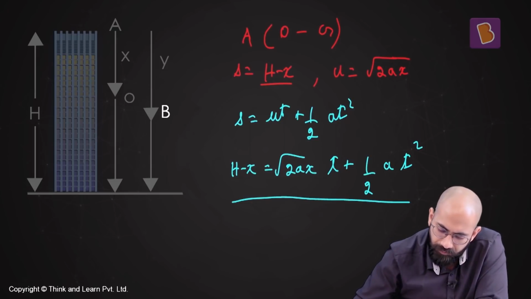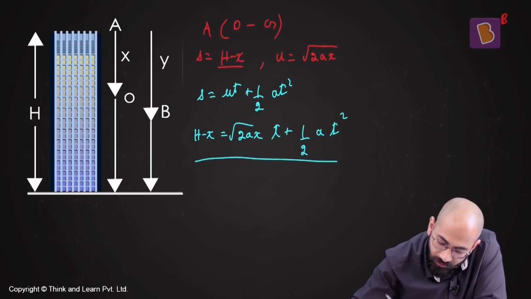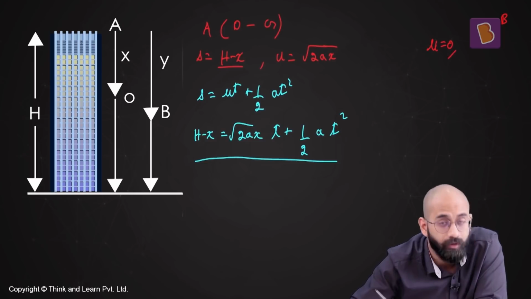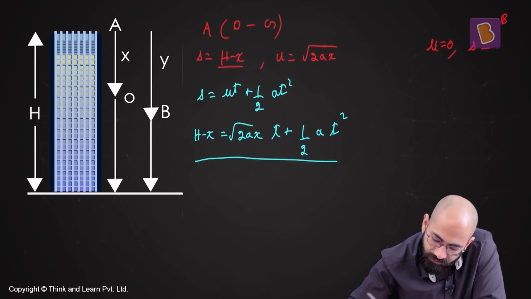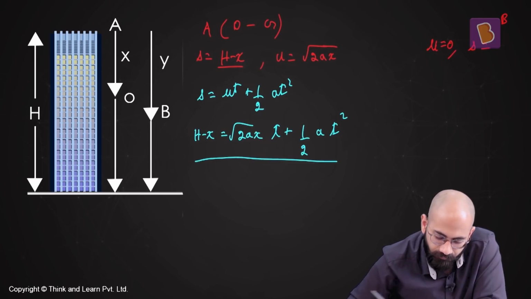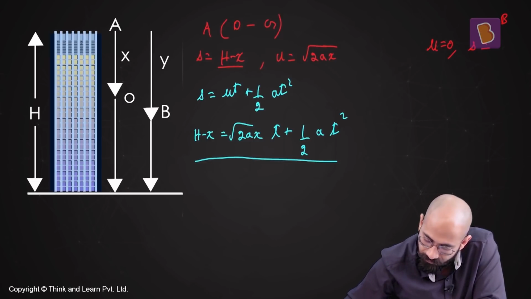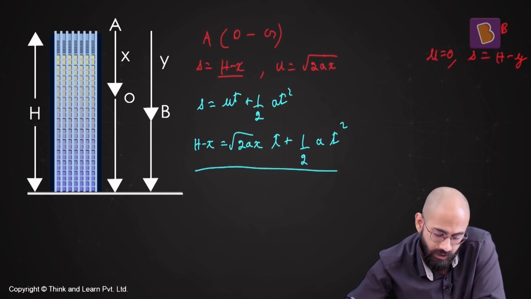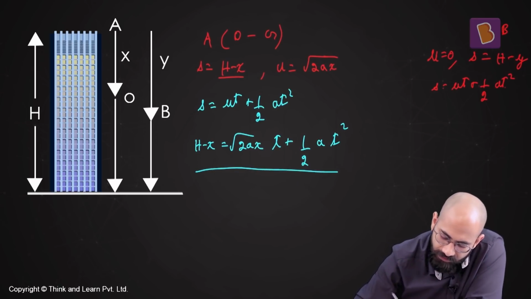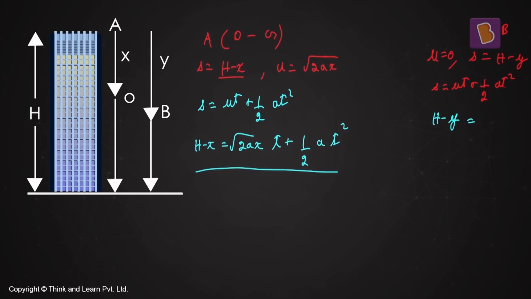Now let's take B's case. B has an initial velocity of 0 because it's being dropped, right? And what is the distance that it travels? The distance that it's traveling is from here to here. It's the total distance, and that will be equal to h minus y, correct? So we'll call this h minus y. So again, if you use s is equal to ut plus half at squared, now what do we do?